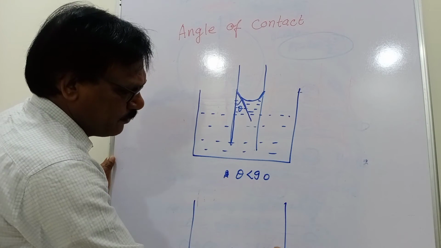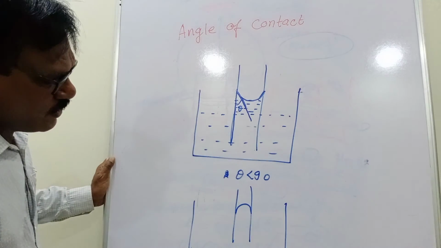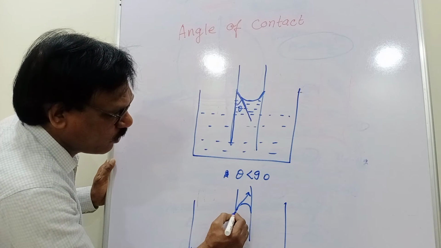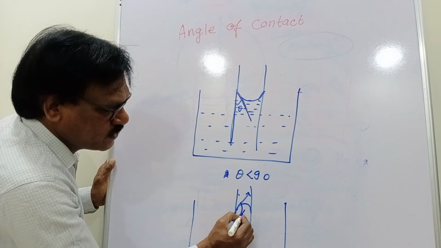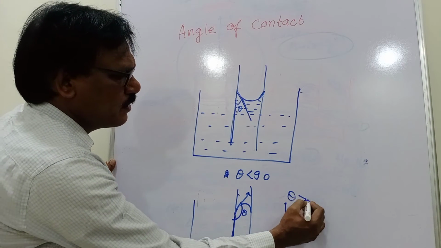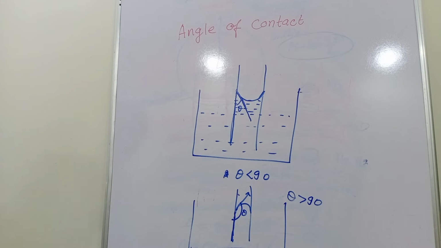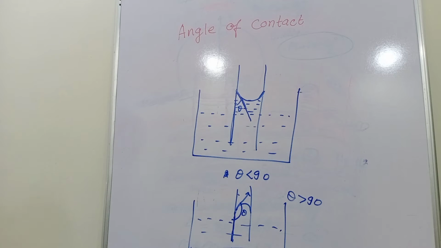Whereas in case of mercury, the surface is like this, and if we draw a tangent here, this tangent will make an angle with the rod dipped inside the liquid. This will be the angle of contact, and definitely in this case this angle is greater than 90 degrees, so it is an obtuse angle. So in case of mercury, when the surface is like this, it will be an obtuse angle, and in the water case, it is an acute angle.